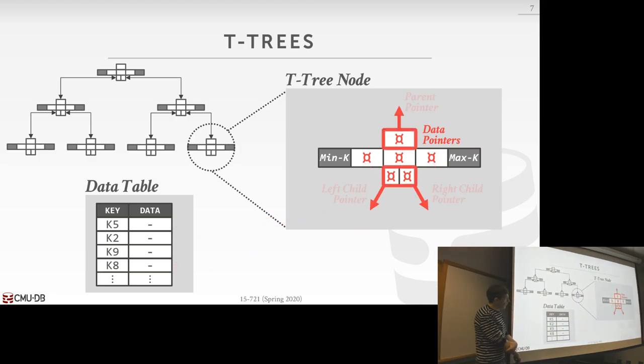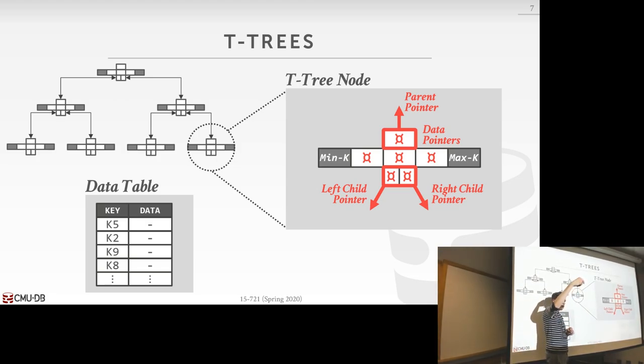The other thing we're going to have is also these pointers. Unlike in a B+ tree, where you normally only have the pointer to either your child or any sibling if you're a leaf node, in a T-tree you have to have a pointer back to your parent, because the leaf nodes aren't going to be the final location of keys. We may have to traverse back up, so we need a pointer to go back there. And then we have pointers to the right and left child.